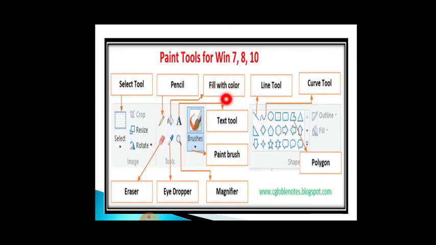Next, these are the paint tools for Windows 7, 8 and 10. This is the select tool. There are two options here, rectangular selection and freeform selection, and this is resize and this is rotate. The resize option is used to change the size of the image, either bigger or smaller, and the rotate option has rotate left 90 degrees, rotate right 90 degrees and rotate 180 degrees. Three options are there. Then you have flip vertical and flip horizontal. This is your pencil tool, this is your fill with color tool, where you fill with color, and this is the text tool.